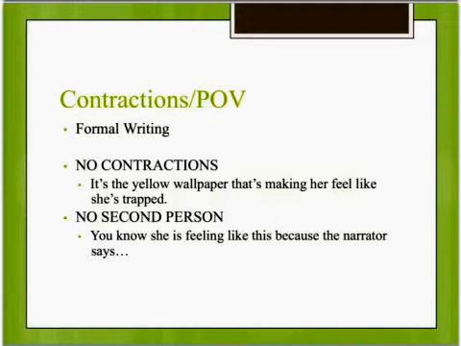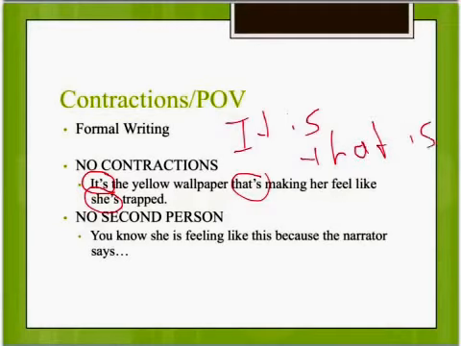So when you have a sentence like, "It's the yellow wallpaper that's making her feel like she's trapped," you need to fix all these contractions. You need to spell them out. It needs to be "it is." It needs to be "that is." So when you have your contractions, you need to spell them out.